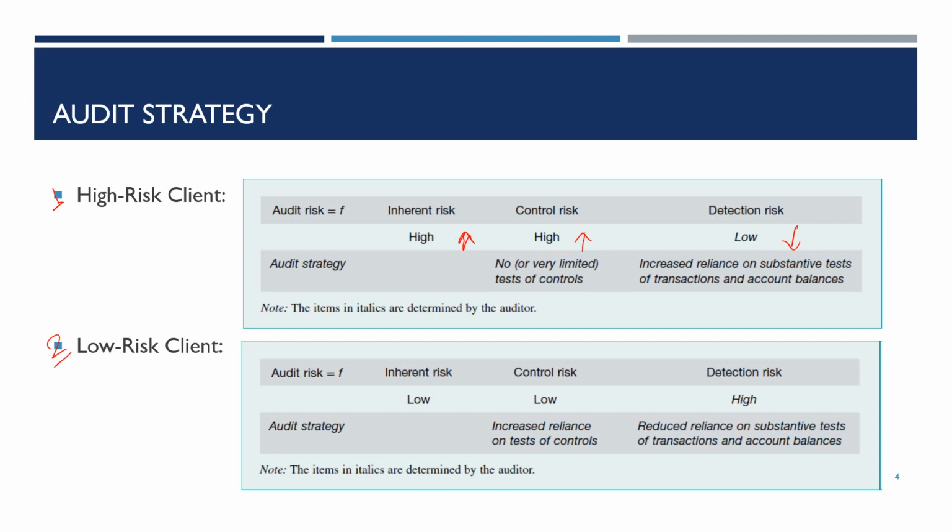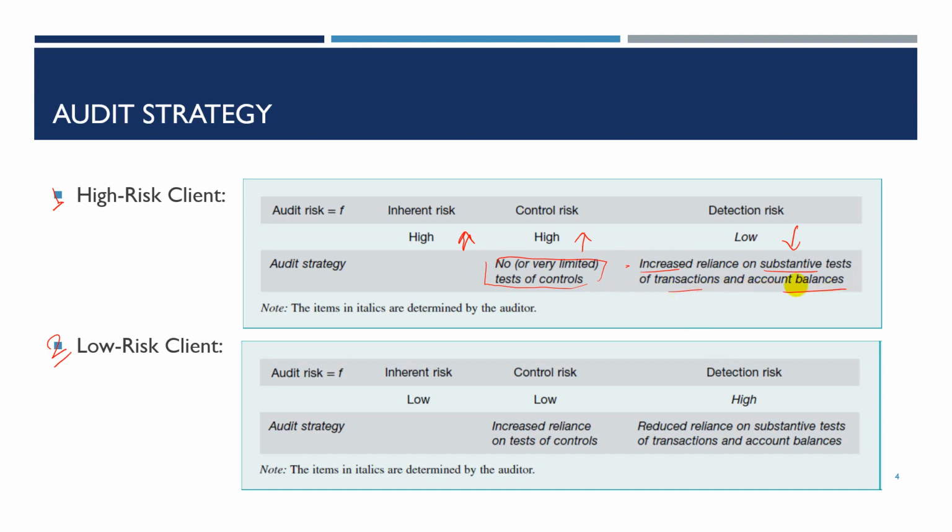By assessing control risk as high, the auditor has determined that their client's system of internal control is non-existent, or not effective, or very poor, or unlikely to be effective in mitigating the inherent risks identified. When the risk of material misstatement is high, the audit strategy set by the auditor is to do no or very limited tests of control and place increased reliance on substantive tests of transactions and account balances.